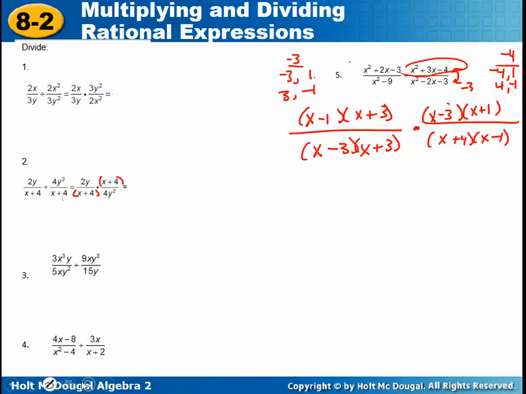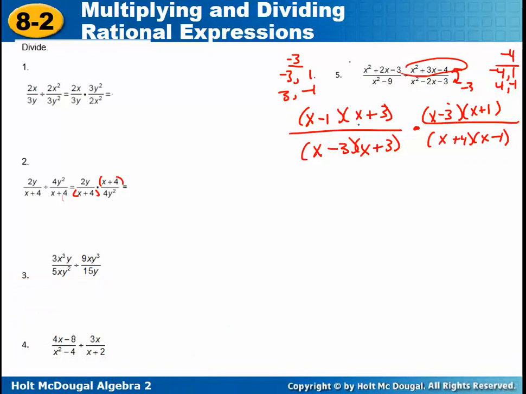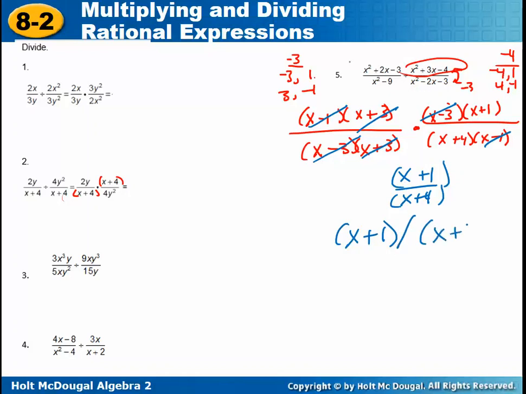Once you write everything as factored, now you can look for anything that would cancel. So I've got an x minus 3 and an x minus 3, x plus 3, x plus 3, x minus 1, x minus 1. So all I'm left with is the x plus 1 over x plus 4. Remember that if you are typing this, to use your parenthesis key, the slash key for division, make sure you put the denominator in parentheses. So write like that.